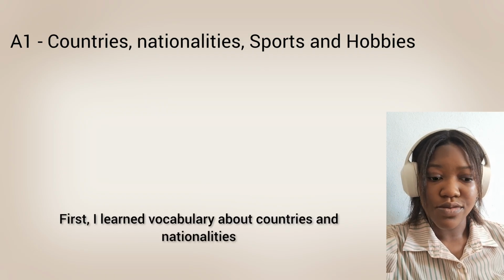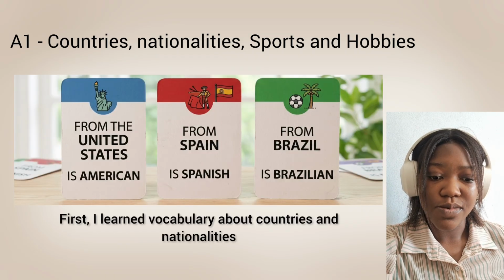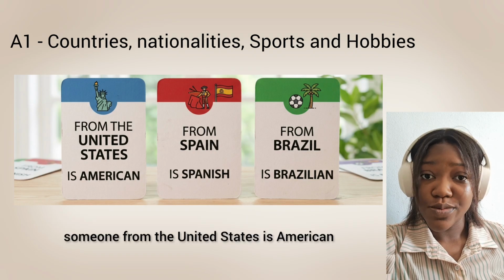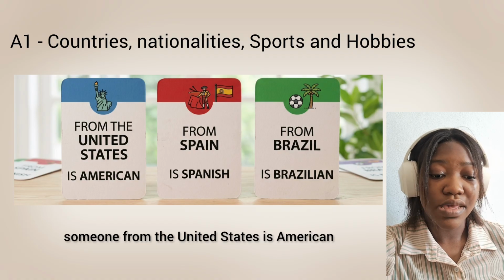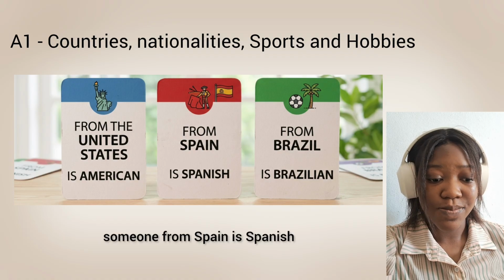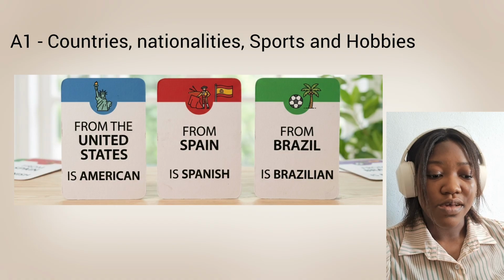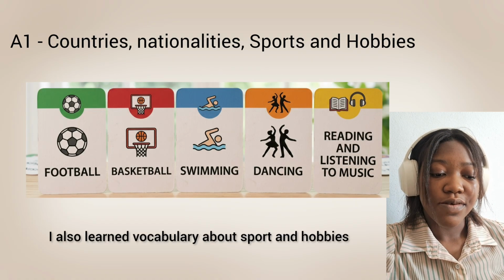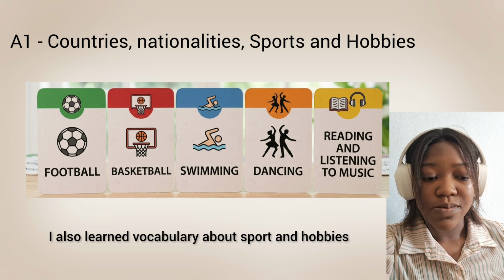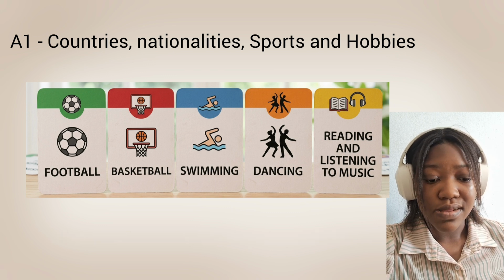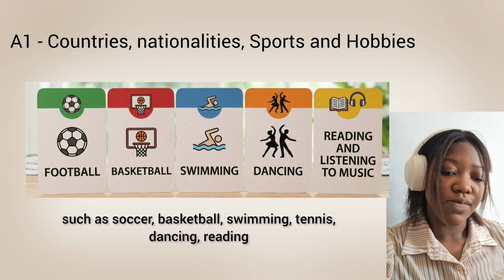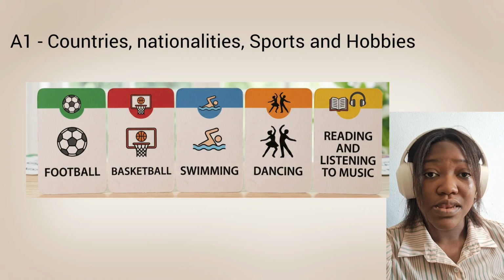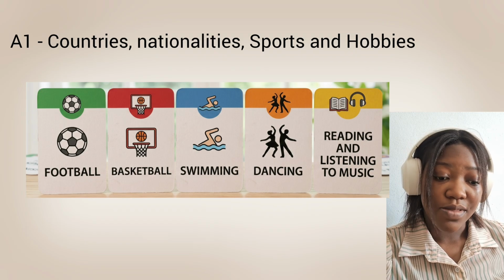First, I learned vocabulary about countries and nationalities. For example, someone from the United States is American, someone from Spain is Spanish, and someone from Brazil is Brazilian. I also learned vocabulary about sports and hobbies such as soccer, basketball, swimming, tennis, dancing, reading, and listening to music.